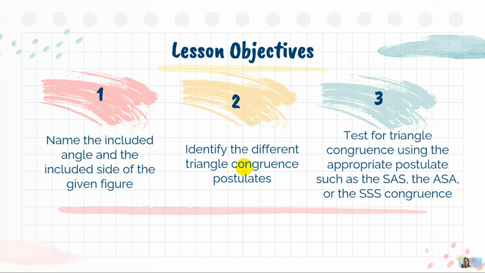Okay, so in this lesson, meron tayong 3 objectives. The first one is to name the included angle and the included side of the given figure. So this is just a recall of our previous lesson. And then the second objective is to identify the different triangle congruence postulates. And then the third one is to test for triangle congruence using the appropriate postulates such as SAS, ASA, or SSS congruence. Okay, so now let's begin our lesson for today.